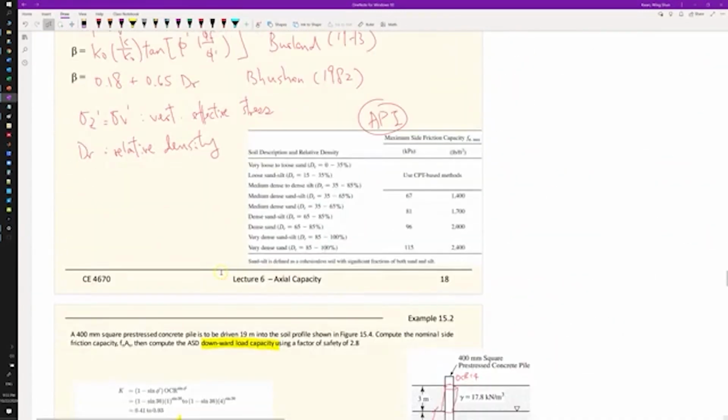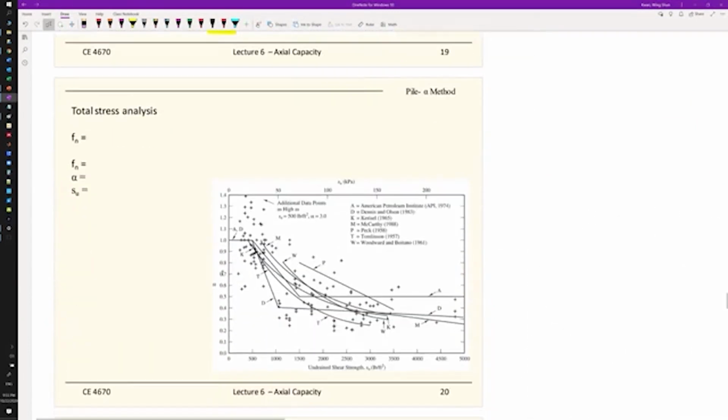So if we go back to here, we talk about the total stress analysis for the alpha method. The side frictions for those different piles are functions of the undrained shear strength of the clay. So it's not friction angle anymore. For clay it is the undrained shear strength, and it is a matter of a factor of alpha. And what we try to calculate again is the nominal side friction capacity. And alpha again is the adhesion factor, and S sub u is the undrained shear strength of soil. So these are undrained parameters, which give you the total stress analysis.